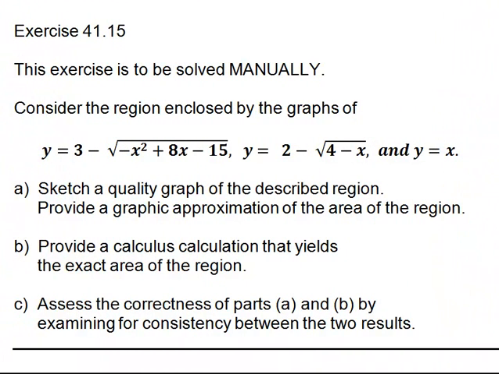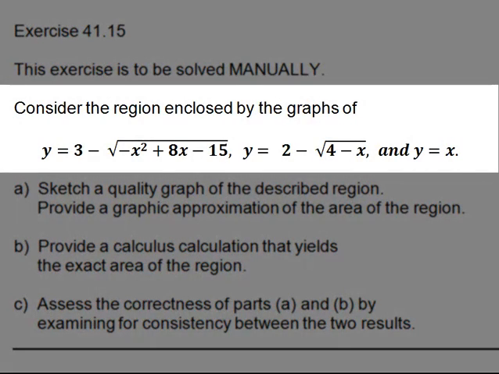Exercise 41.15. This exercise is to be solved manually. Consider the region enclosed by the graphs of y = 3 - √(-x² + 8x - 15), y = 2 - √(4 - x), and y = x.